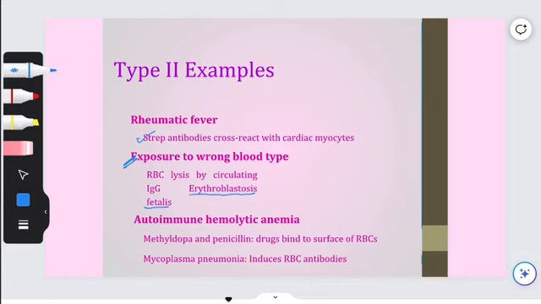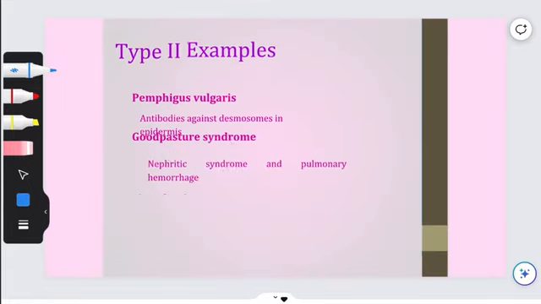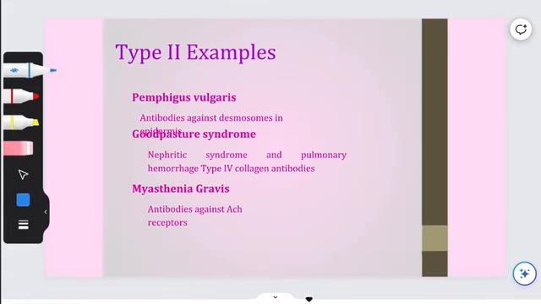This is what causes erythroblastosis fetalis when Rh negative mothers have Rh positive babies. Another example is autoimmune hemolytic anemia. In this case, antibodies bind to and destroy red blood cells. Other examples are Mycoplasma pneumonia, pemphigus vulgaris, which is a skin disease where antibodies are directed against desmosomes in the epidermis, and Goodpasture syndrome. This is a condition where patients develop nephritic syndrome and pulmonary hemorrhage, and it's caused by antibodies against type 4 collagen.